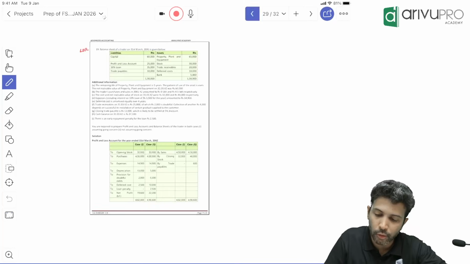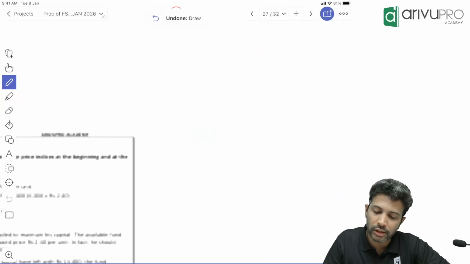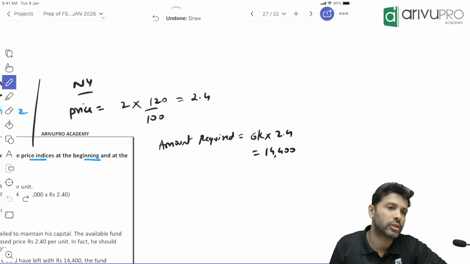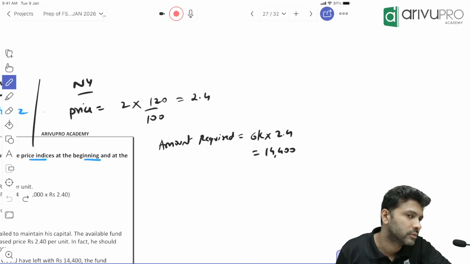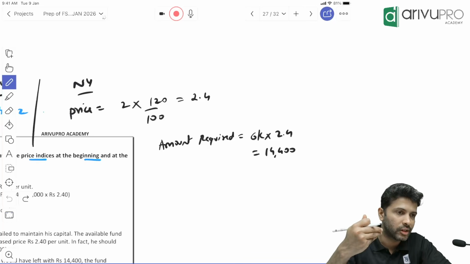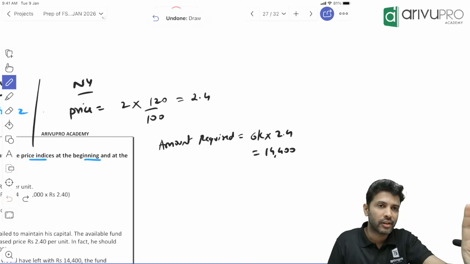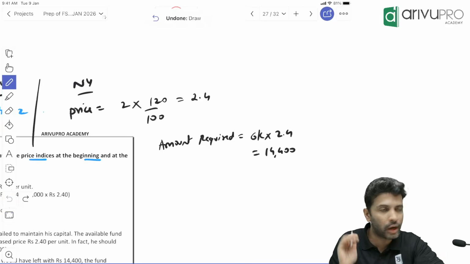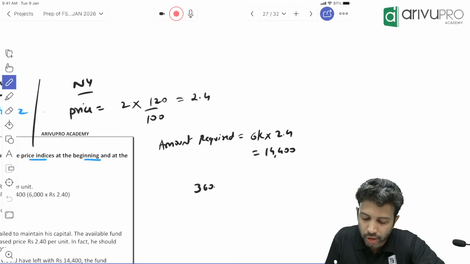Do we have 14,400 or only 12,000? With 12,000, can you buy 14,400 worth of goods? No. That means the trader has not maintained capital adequately. That's the conclusion. Because he withdrew more. How much should they withdraw? Basically, how much money do you need to have? 14,400. So can you withdraw the full 6,000? No. How much can you withdraw basically? Only 3,600 you can withdraw.